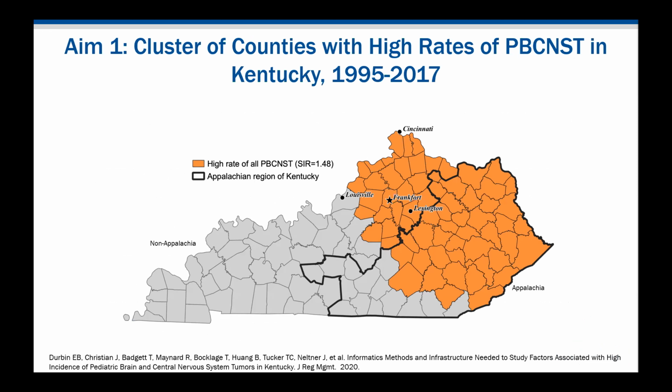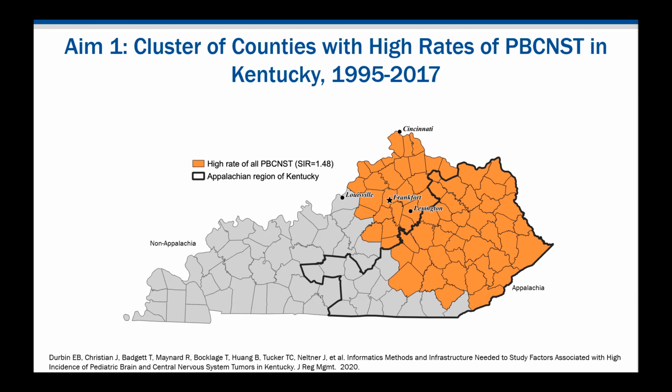So I'll share some of the initial outcomes, taking a really close look at the incidence of these tumors throughout Kentucky from 1995 through 2017. We actually identified a cluster, if you will. It's a large cluster that covers a large number of counties in Kentucky, and the children living in this particular region in Kentucky experienced an almost 50% increased risk of developing a brain tumor compared to children in Kentucky who did not live in this particular area.